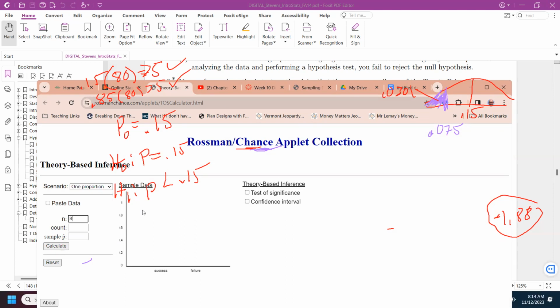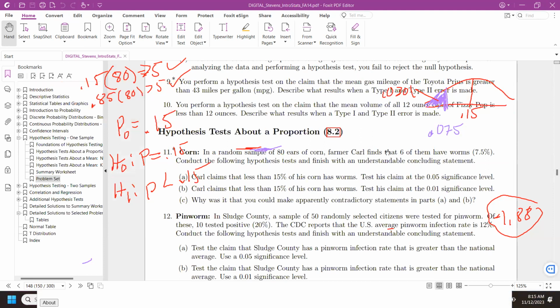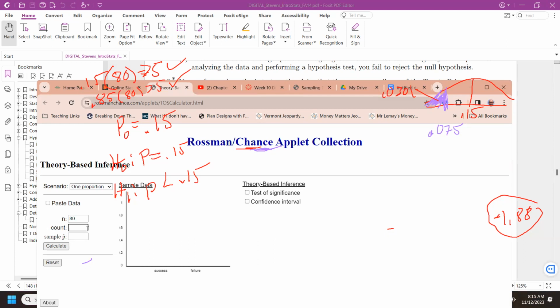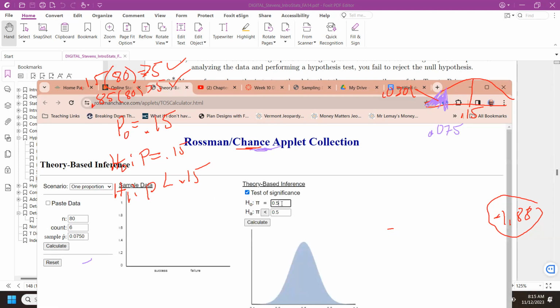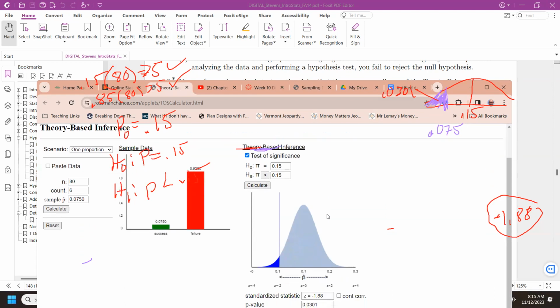One proportion, we have a sample size of 80. We had, oh heck, what was it? Let's see. We had 6 out of 80 ears of corn. So the count was 6. We calculate the p-hat. We did that. We're going to do a test of significance. We've got to set up our H0 and H1, and those were 0.15 and then less than 0.15. It automatically catches it. And you've got to change to a right-tailed test or a two-tailed test. You've got to click on that. It calculates it for you.